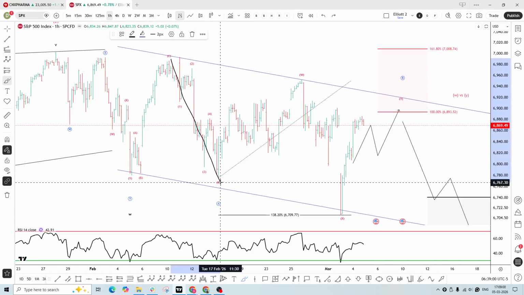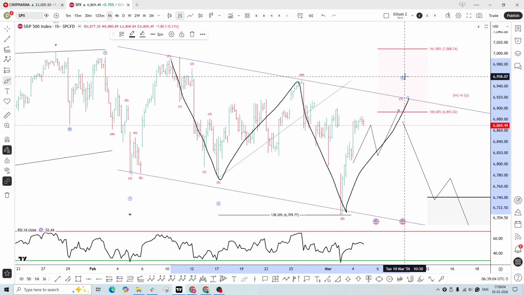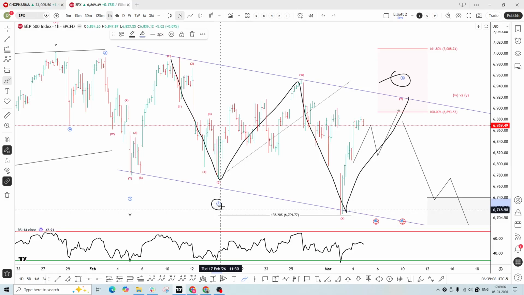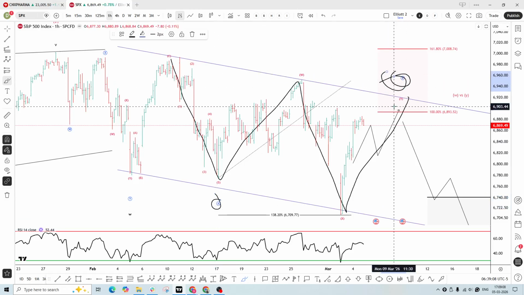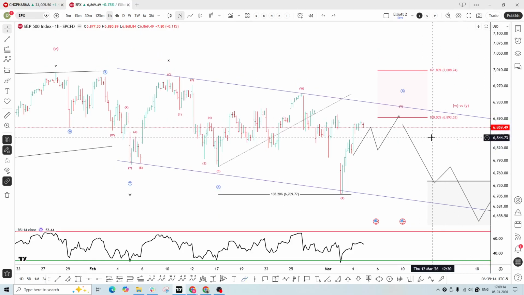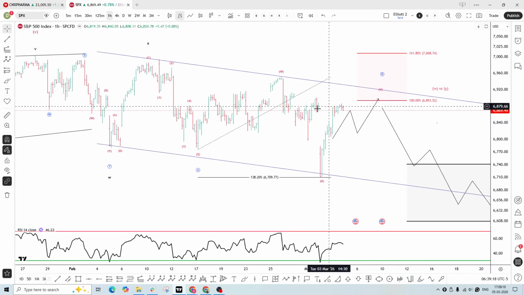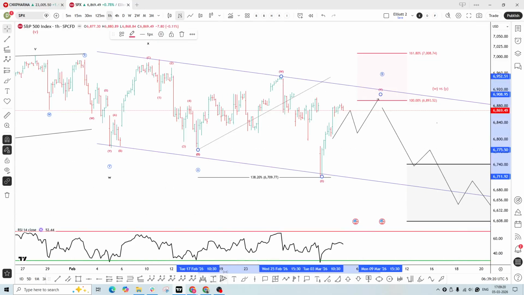So I can see this 5 wave decline in the hourly chart marked as A. Then we are going for a running flat, or maybe somewhat of a flat correction, as a B wave. So we have completed this blue wave A, then blue wave B. We are still in the formation. Post that, we will go for the blue wave C, and this would be the zone of 100% to 161% of this W to Y zone.